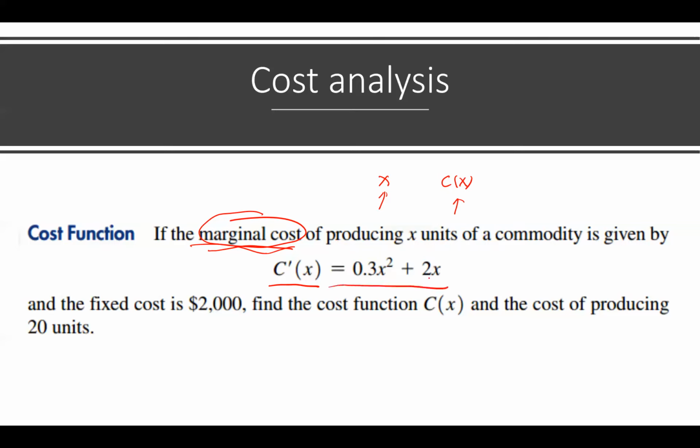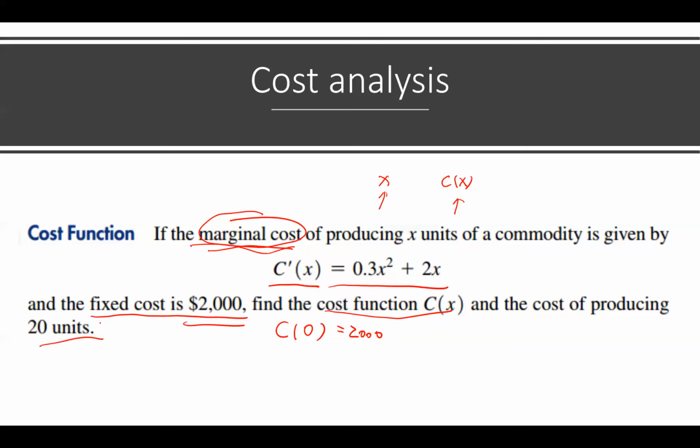Now we have this derivative, expressed in this form. We're also given that the fixed cost is 2,000. What does that mean? That means that if I do not produce anything, my cost is 2,000. So when X equals 0, my cost would be 2,000. This is the fixed cost. Now we're asked to find the cost function and the cost of producing 20 units.